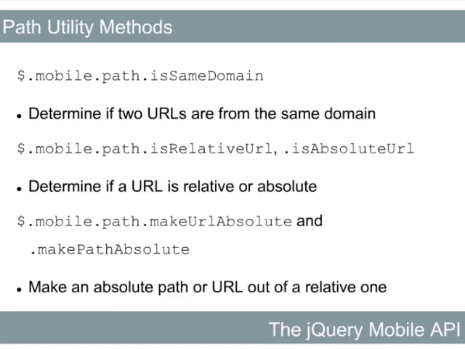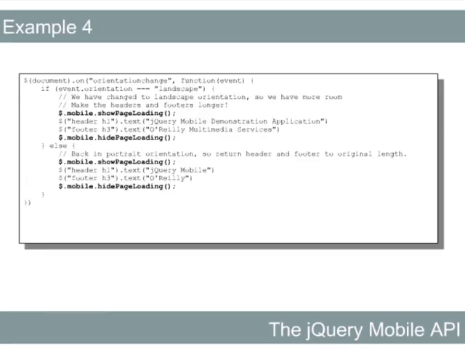And then there's some other stuff for comparing whether or not two URLs are in the same domain. You feed it two URLs and it'll return true if they're in the same domain. There's determining whether a particular URL is relative or absolute. You can make an absolute path or URL out of a relative one. I mean, these are nice convenience routines. I don't think I've ever used them, but they're there and they're available.